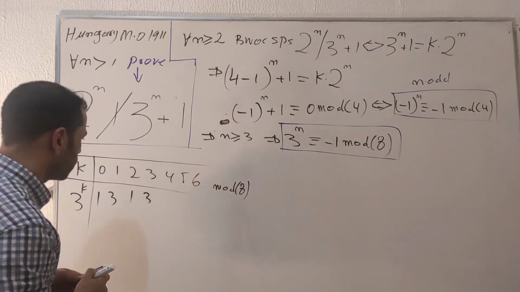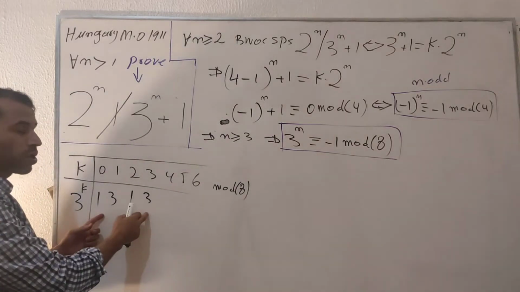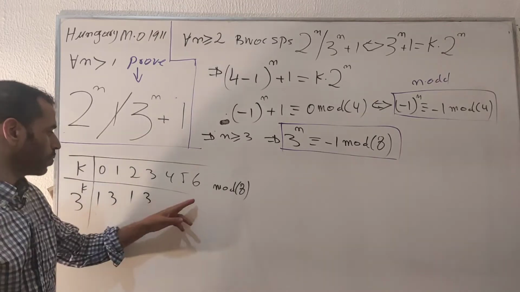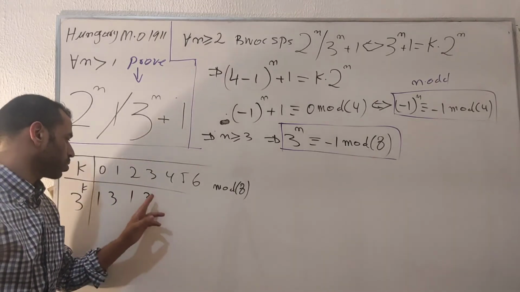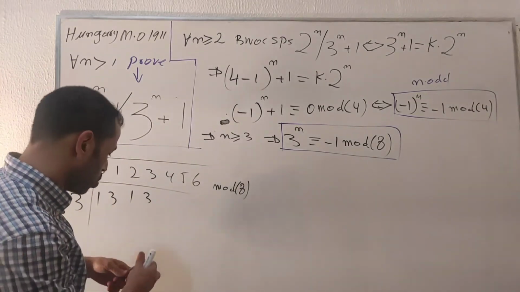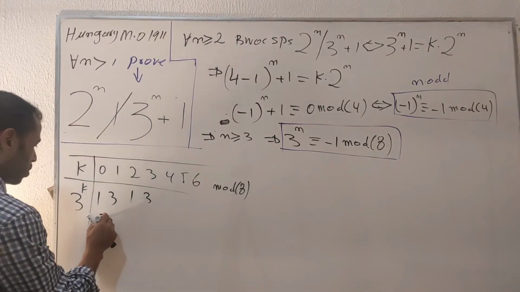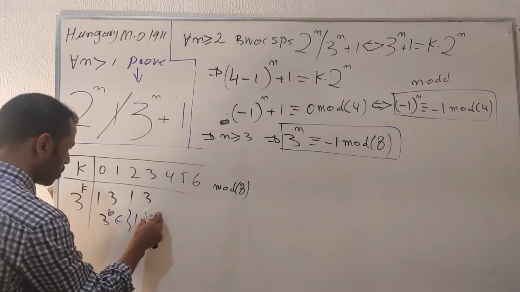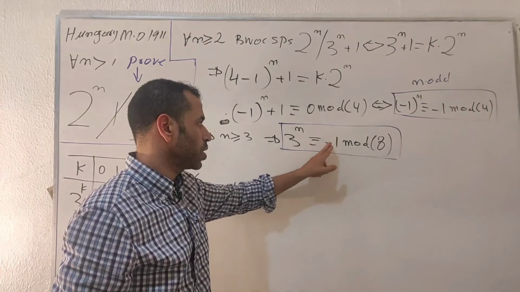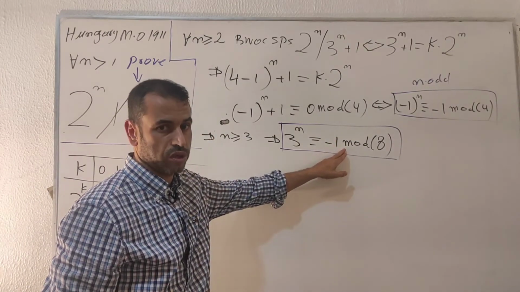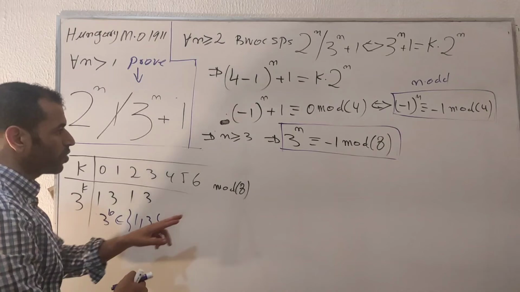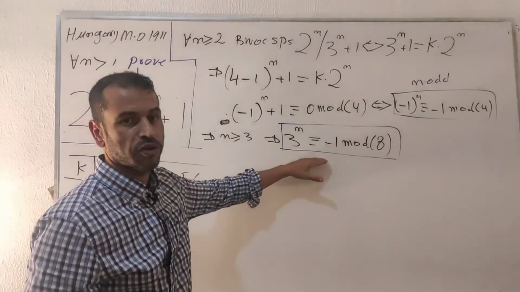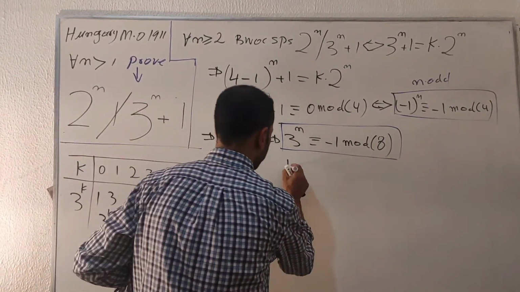I'm going to stop here because this is enough. I see the pattern repeating: 1, 3, 1, 3, and so on and so forth. So 3^k belongs to the set {1, 3}. Since we get -1 as the remainder on the right-hand side of this equation, but on the left-hand side we get 1 or 3, this contradicts both sides of the equation, so this is impossible.